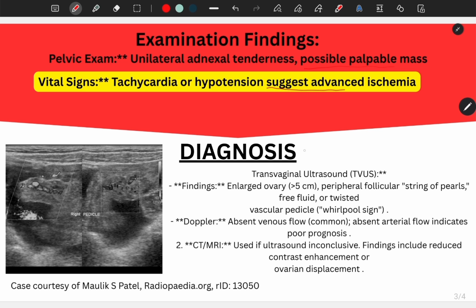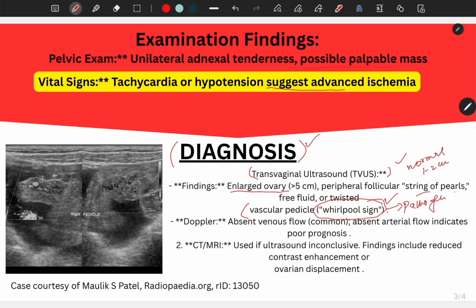Let's have a look at the diagnostic tools. Imaging is supportive but does not provide a definite diagnosis, but still holds a cornerstone place. The first approach is transvaginal ultrasound. What we see in the transvaginal ultrasound are enlarged ovaries. The normal size of ovaries in the reproductive age is between 1 to 2 centimeters, but in this case, we see the size is more than 5 centimeters. Peripheral follicular string of pearls, free fluid, or twisted vascular pedicle, the whirlpool sign. This point is important regarding the exam, and it is a pathognomonic hallmark for ovarian torsion.